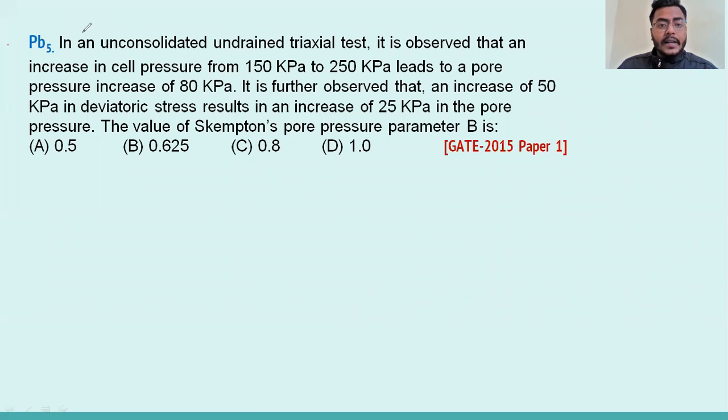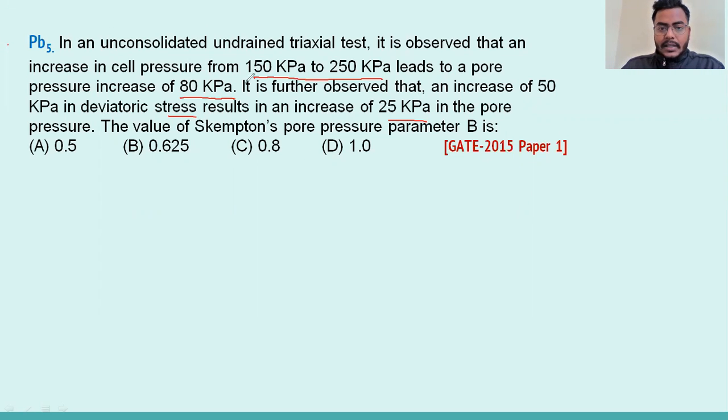In an unconsolidated undrained triaxial test, it is observed that cell pressure increased from 150 kilopascal to 250 kilopascal leads to a pore water pressure increase of 80 kilopascal. It is further observed that an increase of 50 kilopascal in deviatoric stress results in an increase of 25 kilopascal in pore water pressure. The value of Skempton pore pressure parameter B is equal to?